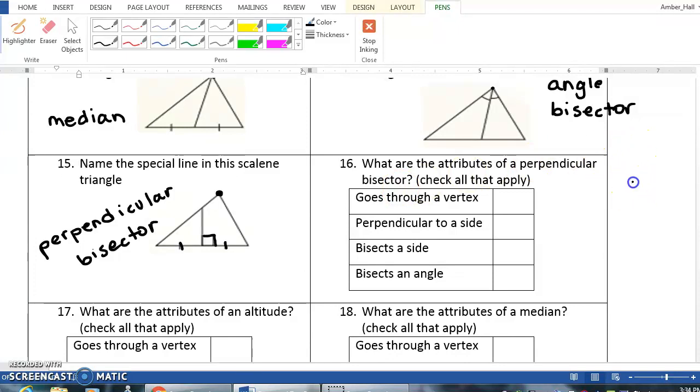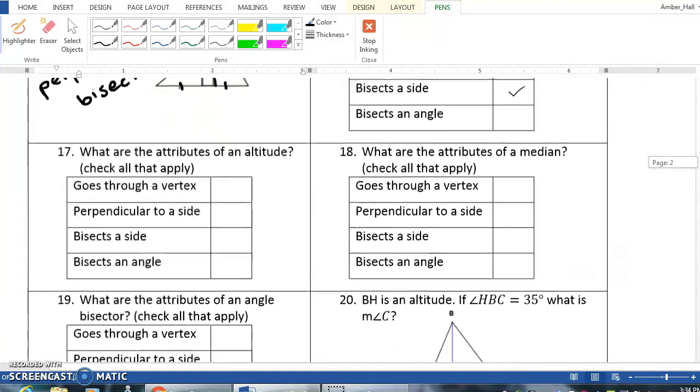Well, if we were to draw a picture, this is what it would look like, not to scale by any means. Does it go through a vertex? No, it does not. Is it perpendicular to a side? Yes, it creates a 90-degree angle. Does it bisect a side? Yes, these two sides are congruent. Does it bisect an angle? Well, it doesn't even go through one, so no, it does not.